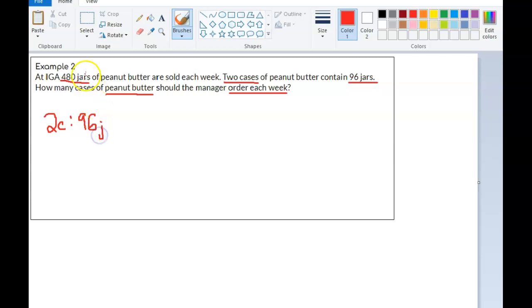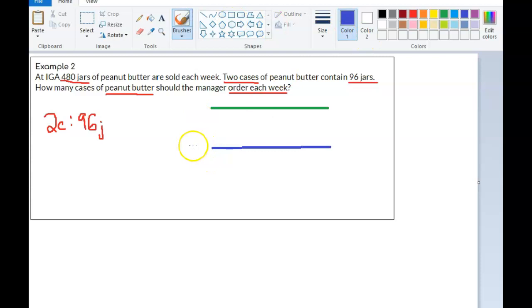Because if I'm looking about this, I see that this 480, it's going to take me a little while to get from 96 to 480. So I'm just going to leave this just as it is. I'm not going to reduce it. If you reduce it, that's fine. I'm just not going to. You are still right if you reduced. All right. So let's go ahead.